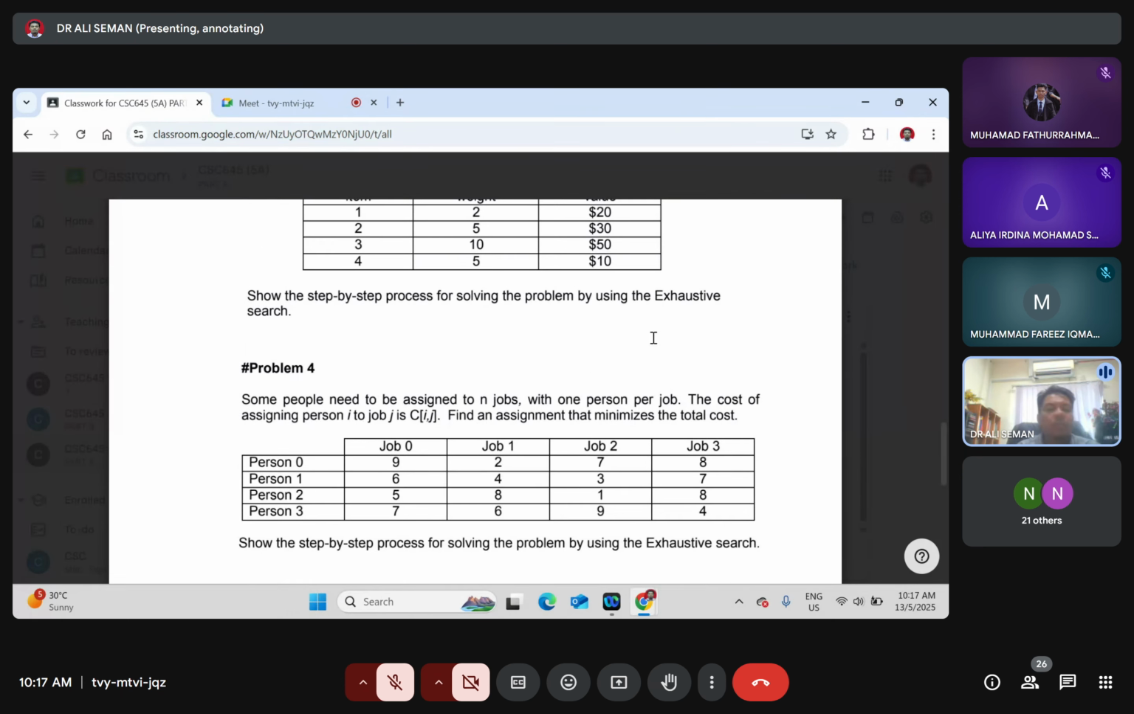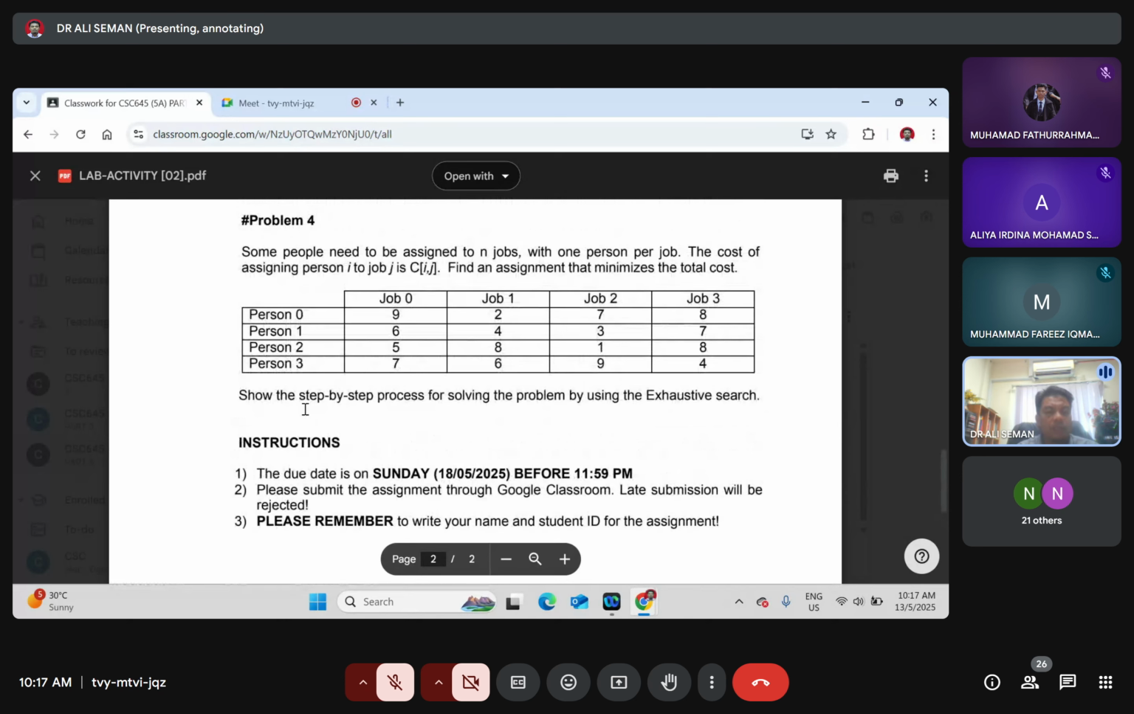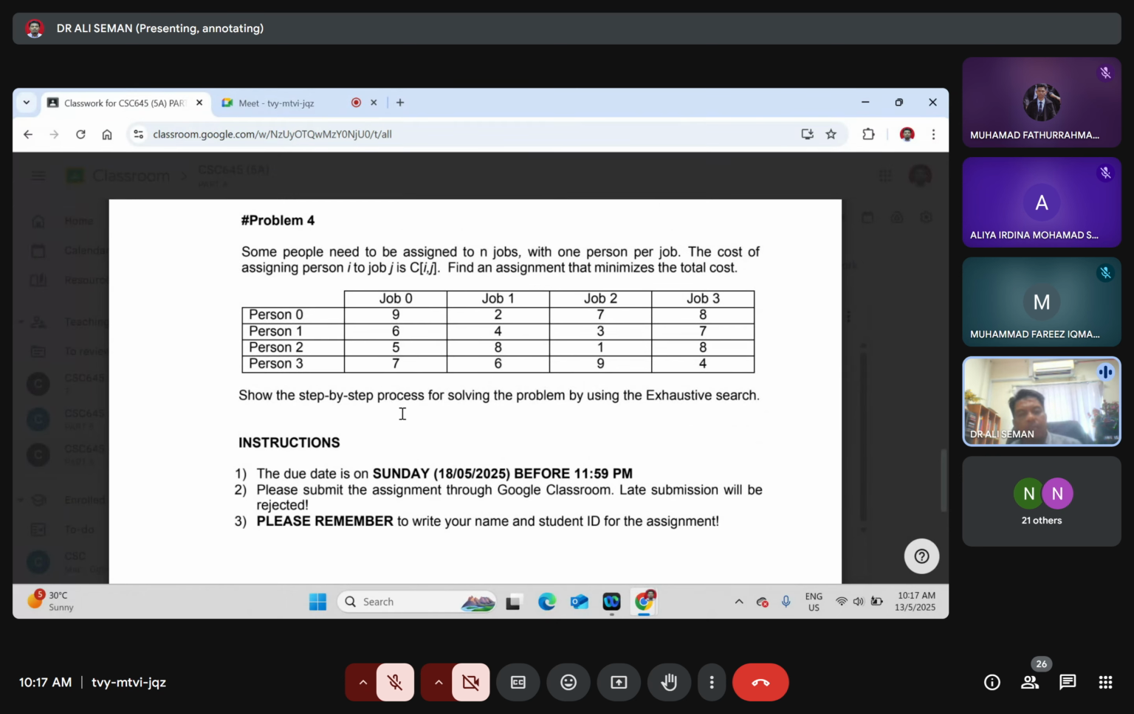Okay, problem number four. Some people need to be assigned to n jobs with one person per job. The cost of assigning person i to job j is C[i][j]. The matrix is an n by n matrix. Find an assignment that minimizes the total cost. The same thing, show the step-by-step process for solving the problem by using the exercises.